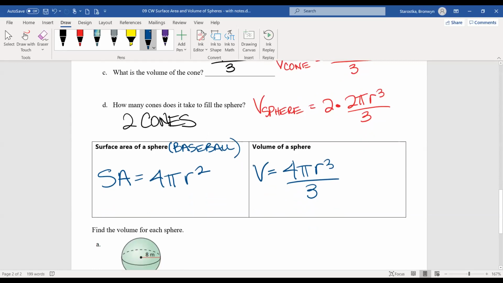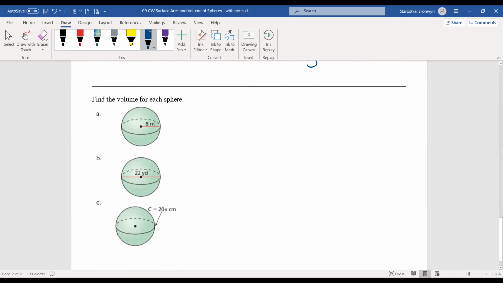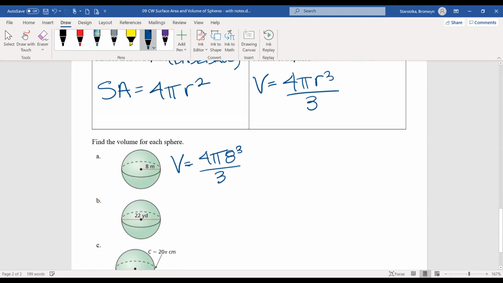So let's look at these in action. Let's do some of these problems. First one, find the volume for each sphere here. We're just going to plug in volume equals 4 pi r cubed divided by 3. For the volume, I'm just going to plug the whole thing into my calculator. 2,144.66 meters cubed.